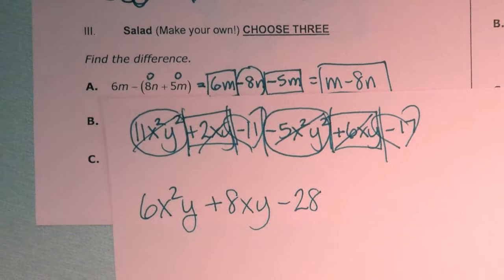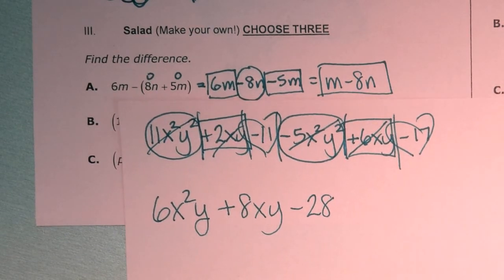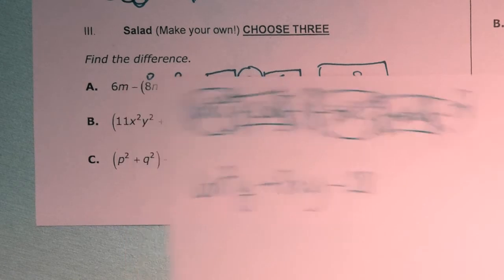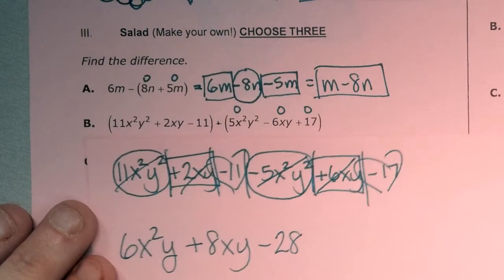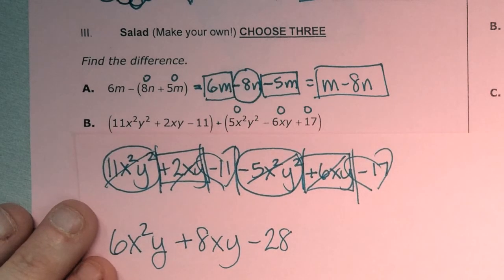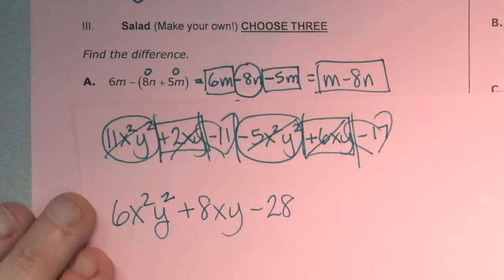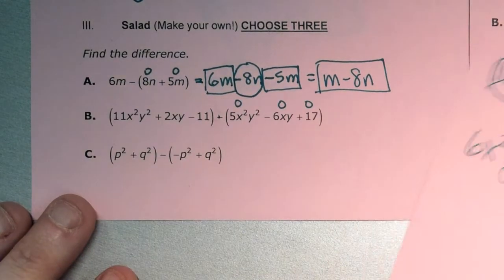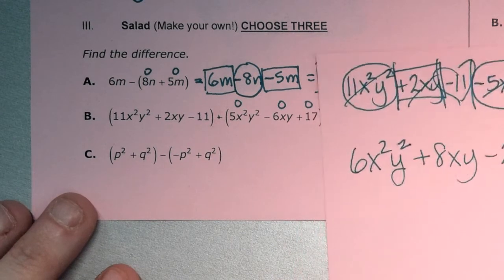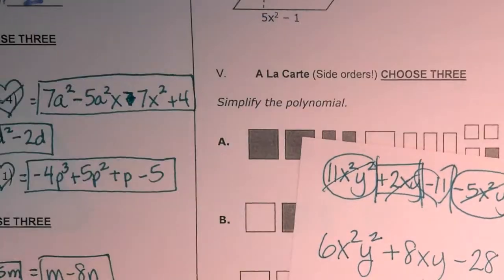That's what I got. Is that what y'all got? Question. There's a y squared. Okay. Because I didn't even write it down. Okay. Are we okay with this part? Okay.